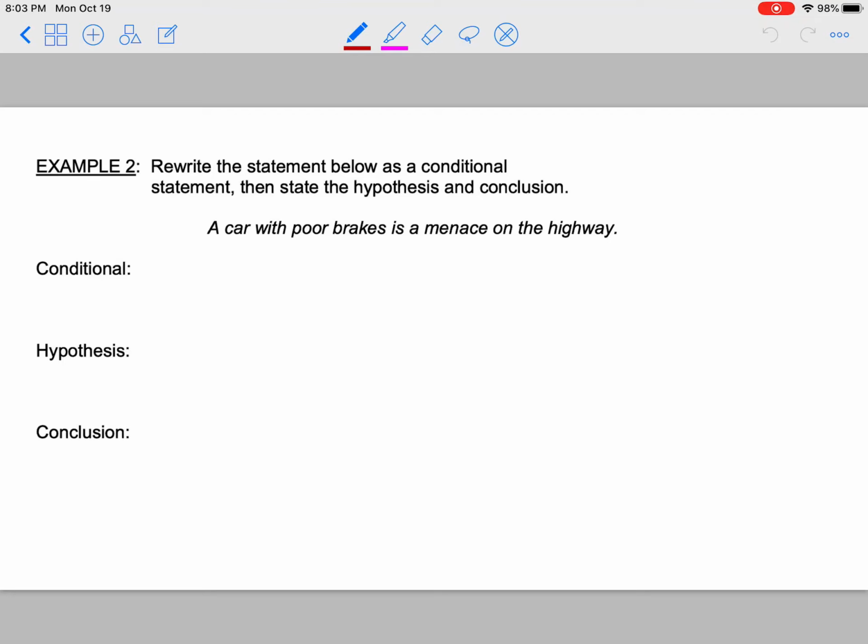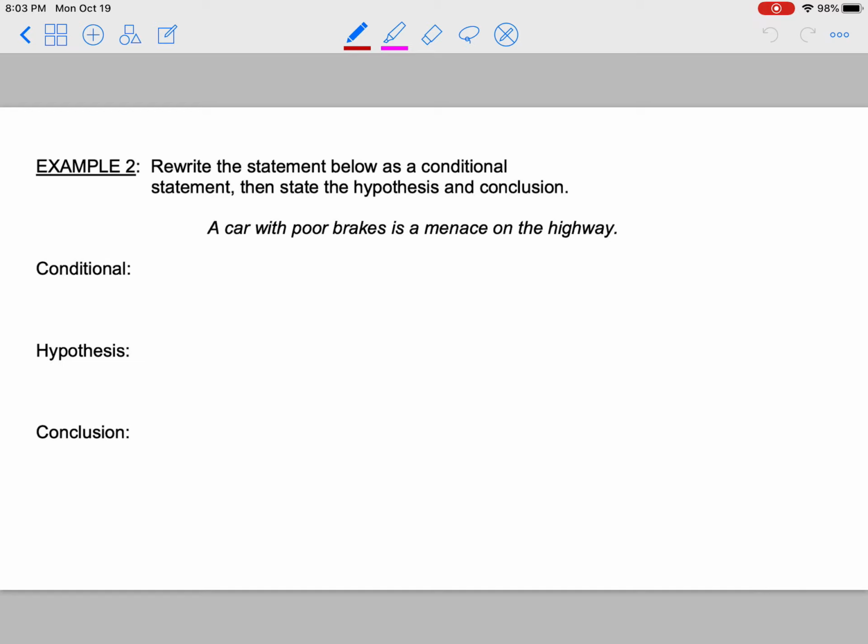So in this one, they want us to rewrite the statement, making it into a conditional statement, meaning we need to add the words if and then. And so then we can state the hypothesis and conclusion. So if we look at this statement, a car with poor brakes is a menace on the highway. We could add the word if and then by saying something like, if a car has poor brakes, then it is a menace on the highway.